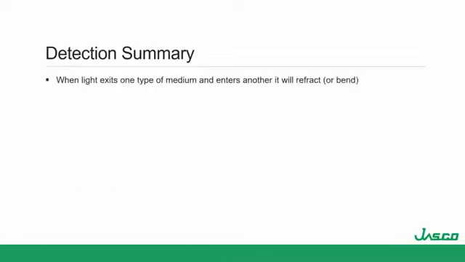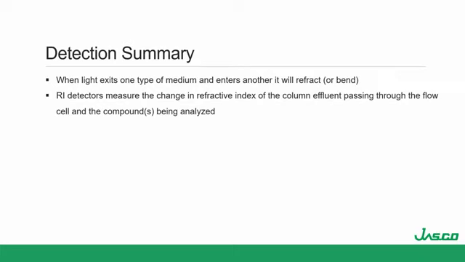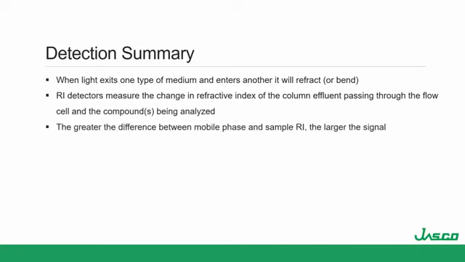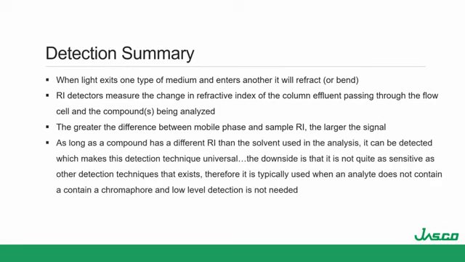So the detection summary: when light exits one type of medium and enters another, it bends or refracts. So RI detectors measure the change in the refractive index of the column effluent passing through the flow cell and the compounds being analyzed. The greater the difference between the refractive index of the mobile phase and the refractive index of the compound, the larger the RI signal. So as long as a compound has a different RI than the mobile phase, it can be detected, which makes this technique very universal.